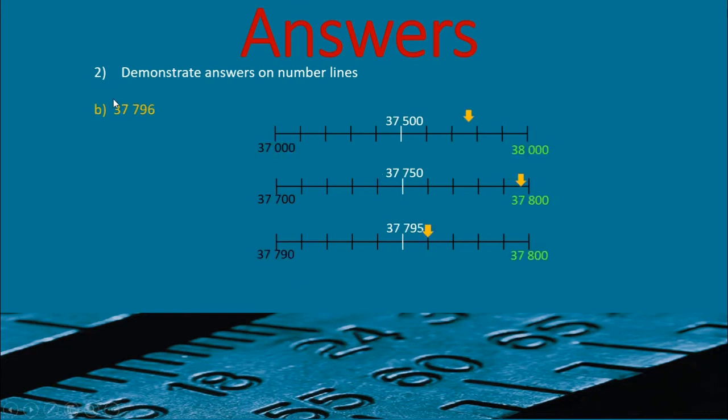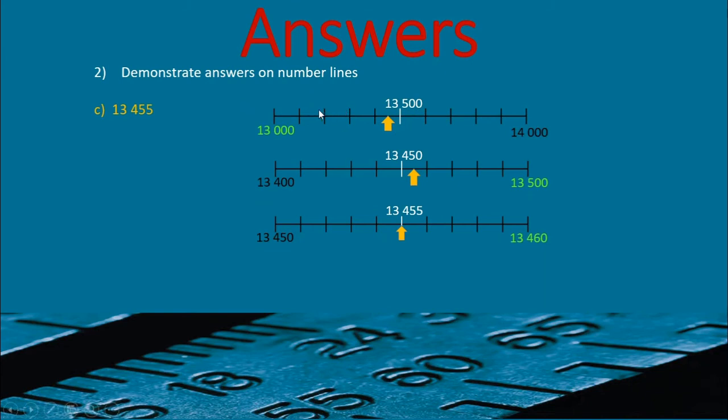For B, I can clearly see that this value is above the midpoint, so it rounds up to 38,000. It's above the midpoint for the hundreds as well, so it rounds up to 37,800. And it's above the midpoint for the tens, so it rounds up to 37,800 again. Just by chance, that rounded to the same value whether we rounded to the nearest 100 or the nearest 10. That's an interesting thing to note in future.